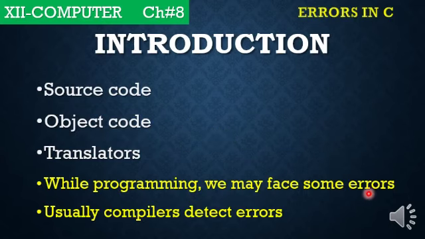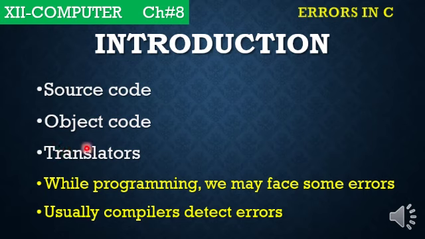Before discussing what errors are, let's see what is source code, object code and translators. We study C language in second year. The program written in C language is called source code. Source code is that code that is easily understandable by humans, but of course we need to write and compile our programs onto the computer. Computer can only understand binary language, and the code written in binary language is called object code.